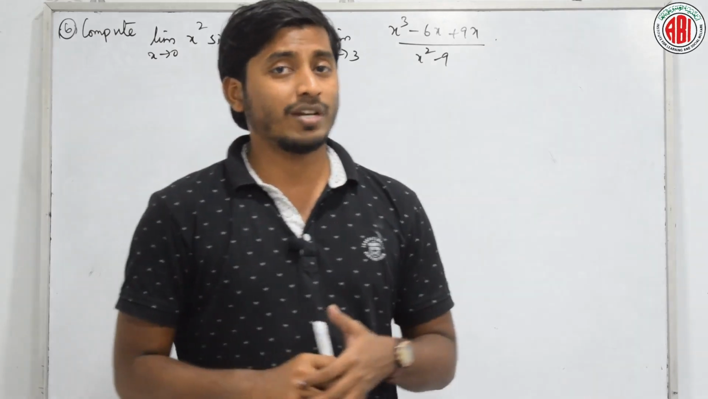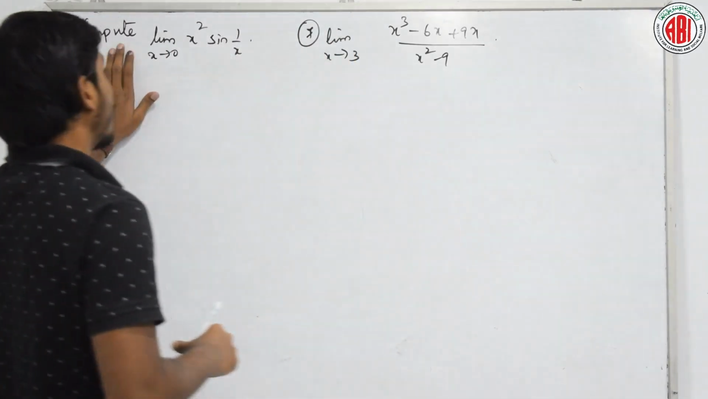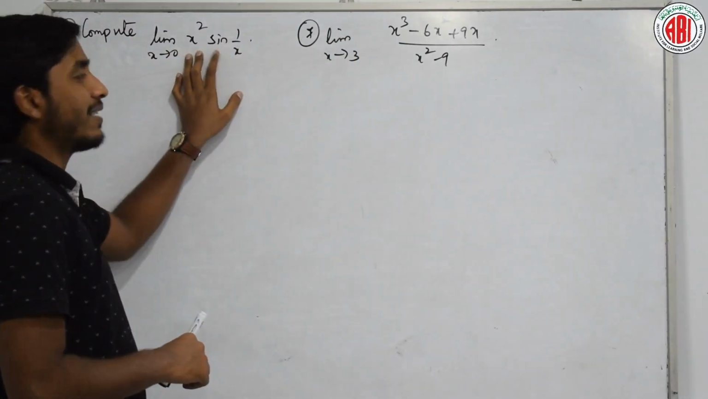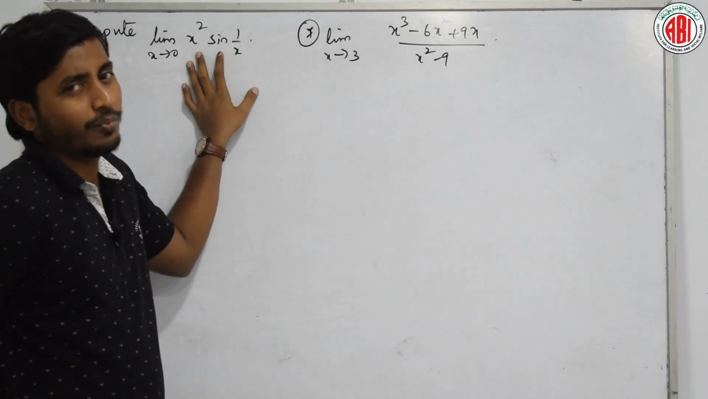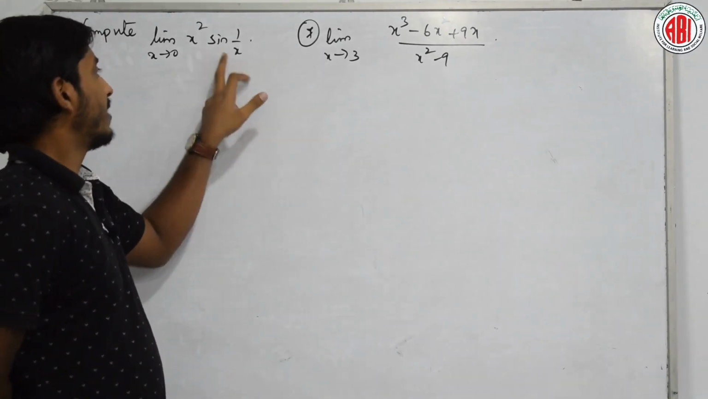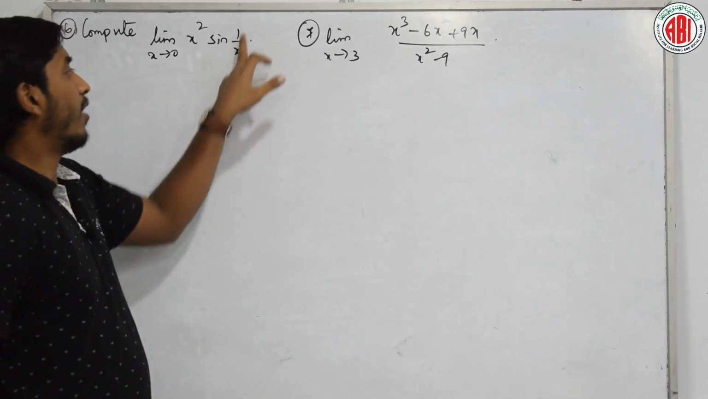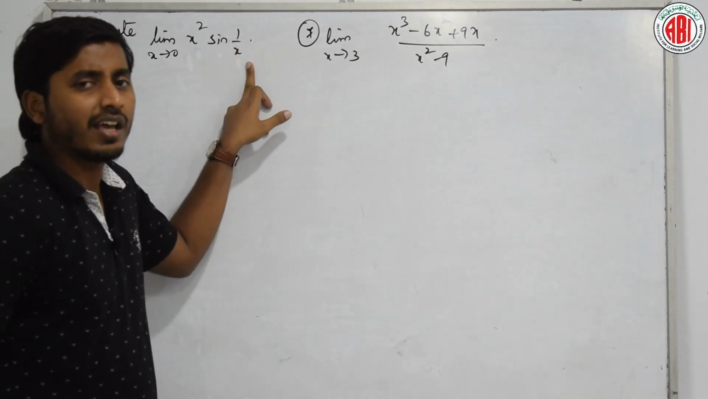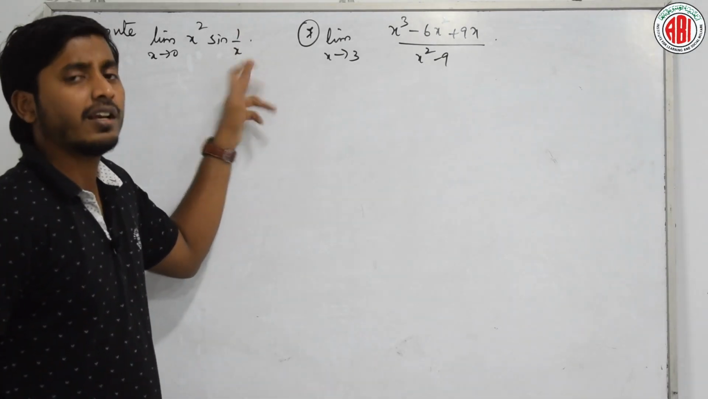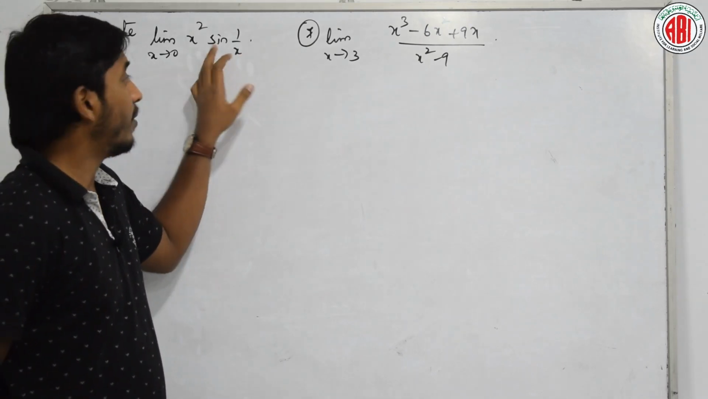Let's do. Now the next question, he is asking us to compute the limit of x square sine 1 by x. How to do? Just tell me, if I substitute 0 here, 1 by 0 is infinity. Do you have any value of sine infinity? We don't have, right? Then how to do? Is there any way of simplification?